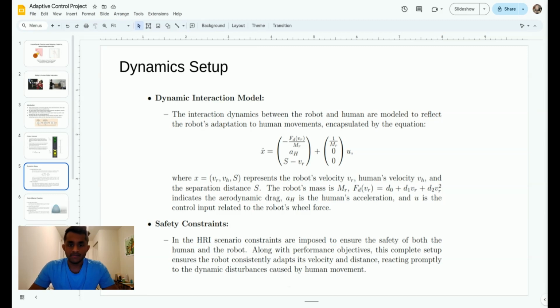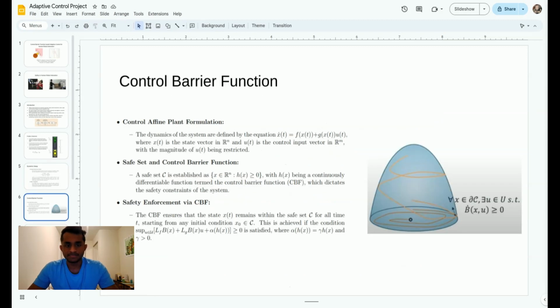In order to do this, we make use of two concepts called control barrier function and control Lyapunov function. In a control barrier function, we define the dynamics of the system using the equation x dot equal to f plus g times u of t, where x is the state vector and the control input vector is u of t. We need to make sure that the state is restricted within a safe set. For this, we define a safe set C, which is defined as x belonging to Rn, where h of x is greater than 0. H of x needs to be a continuously differentiable function. In this case, it is the control barrier function, which dictates the safety constraints of the system.